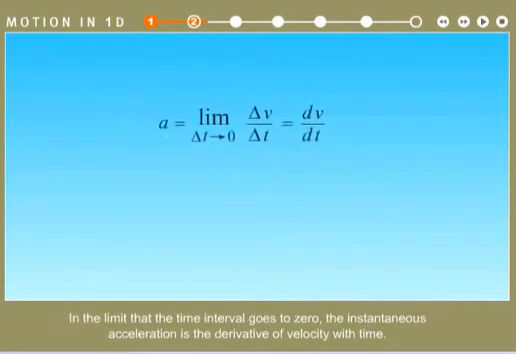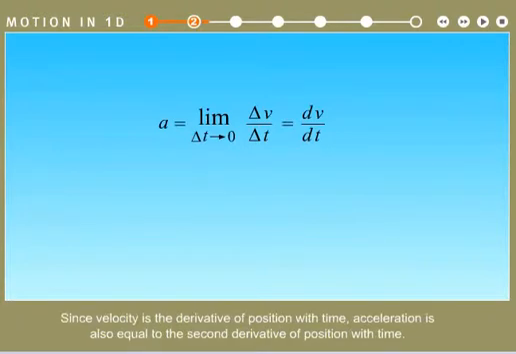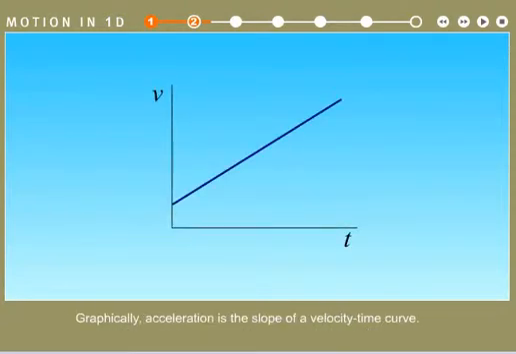In the limit that the time interval goes to zero, the instantaneous acceleration is the derivative of velocity with time. Since velocity is the derivative of position with time, acceleration is also equal to the second derivative of position with time. Graphically, acceleration is the slope of a velocity time curve.